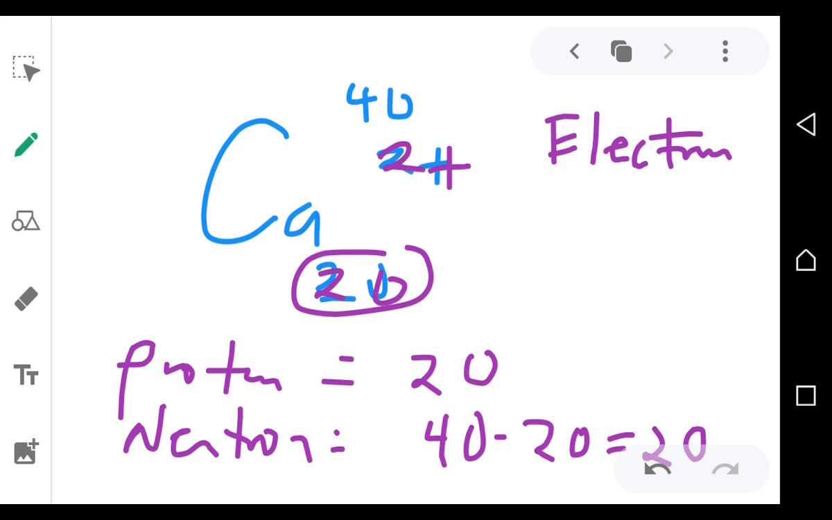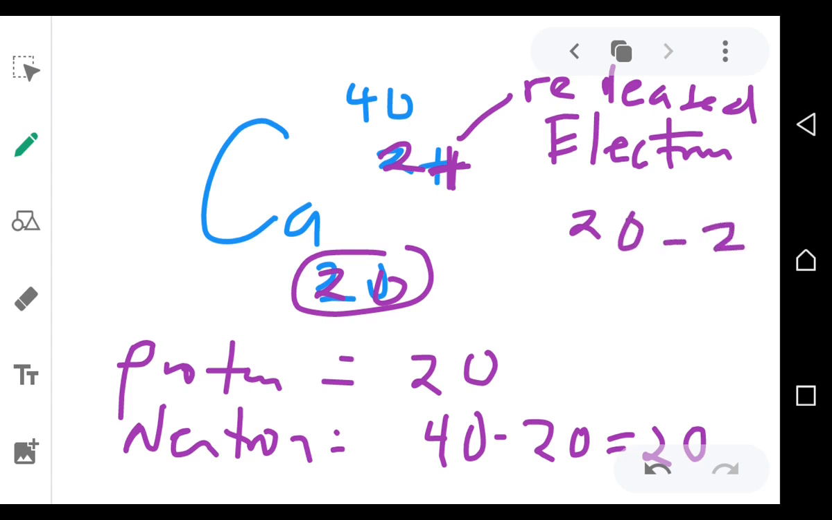But 2+ means 2 have been released. So there were 20 electrons in the neutral atom, but two have come out. So it means the electrons are actually 18. That's what you do. Once it's positive, you do that.